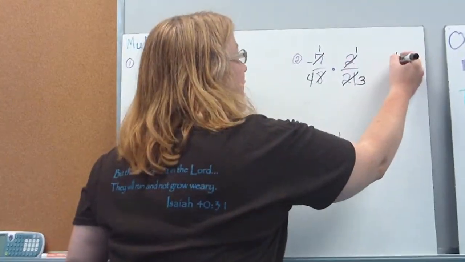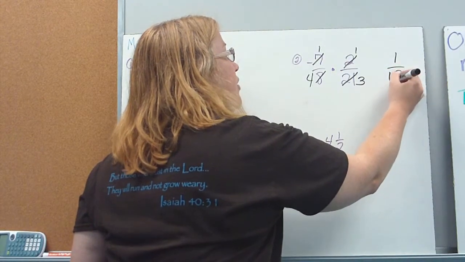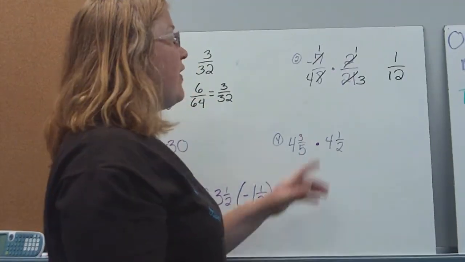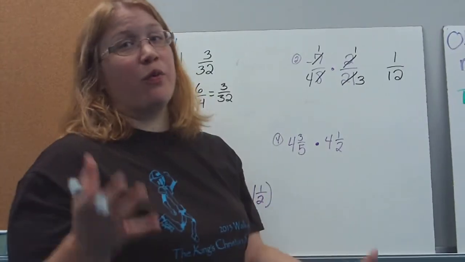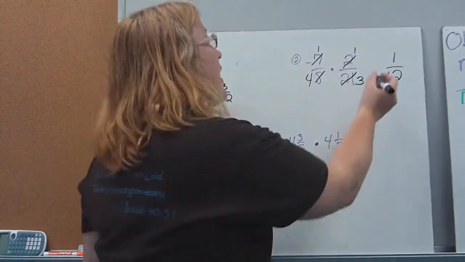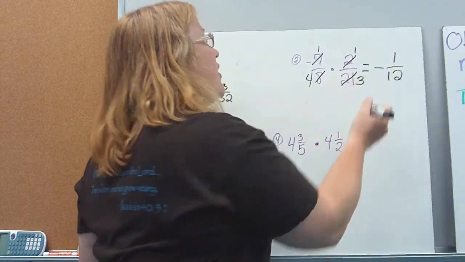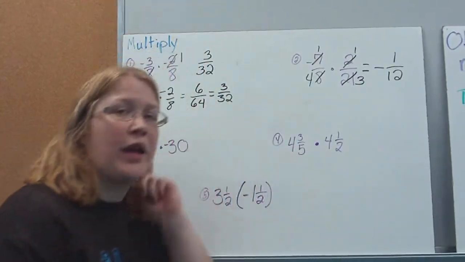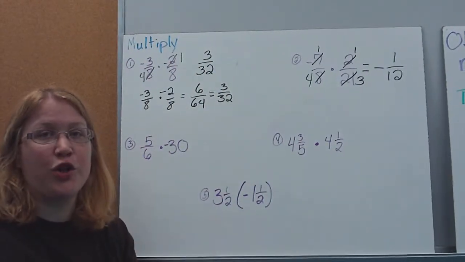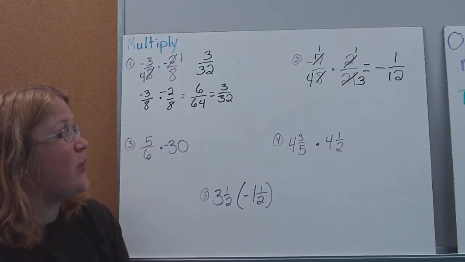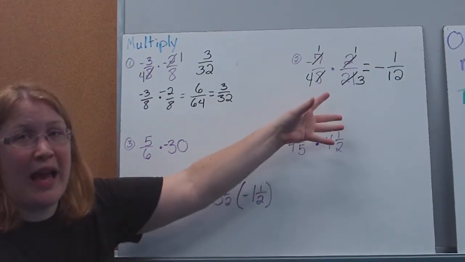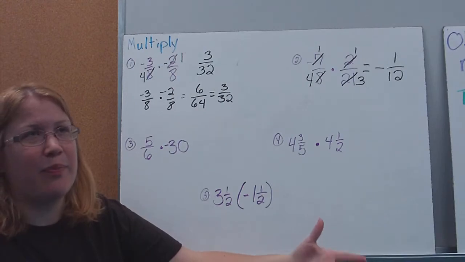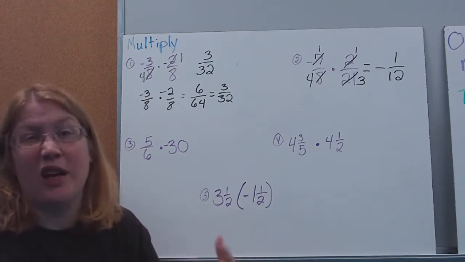So I'm going to do my multiplication. 1 times 1 is 1. 3 times 4 is 12. I have 1 negative sign. If you recall, if there's an odd number of negative signs, my answer becomes negative. So negative 1/12. Again, you could have multiplied the larger numbers and then reduced, but I like to do it this way because I could do that all in my head. 21 times 8, I could do in my head, but I'm lazy and I don't like to.